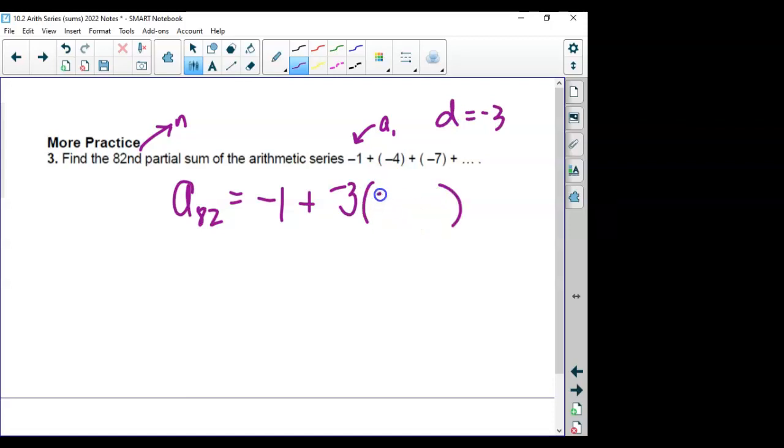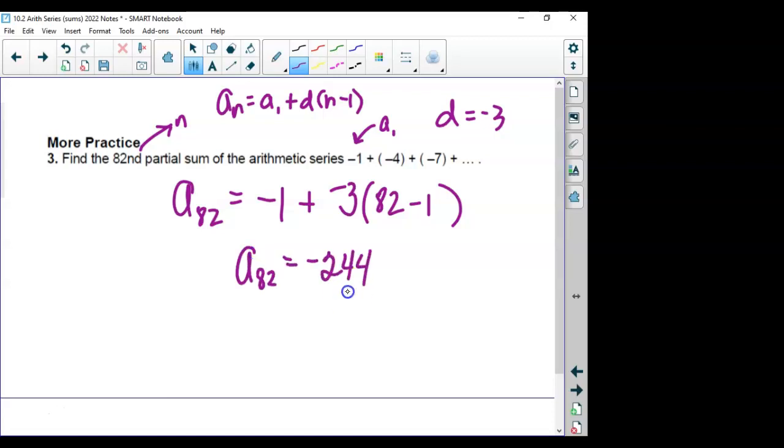82 minus 1, because the formula is a sub n equals a sub 1 plus d times n minus 1. We're not finding the sum yet, we're just finding the 82nd term. 81 times negative 3 is negative 243, so is it negative 244? That's probably wrong.